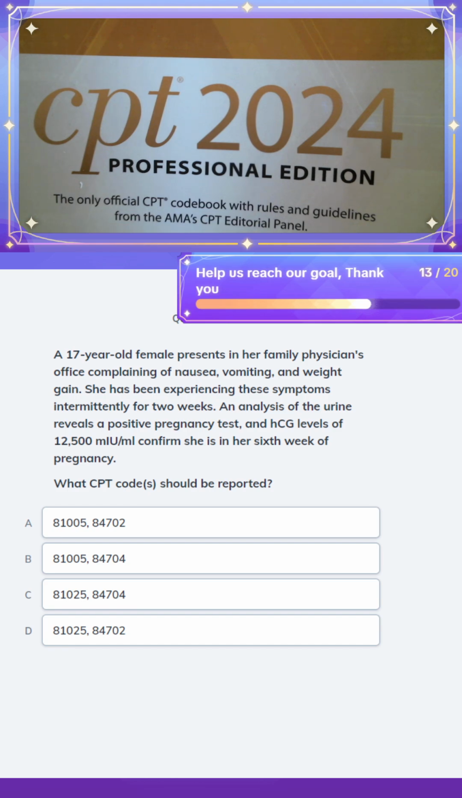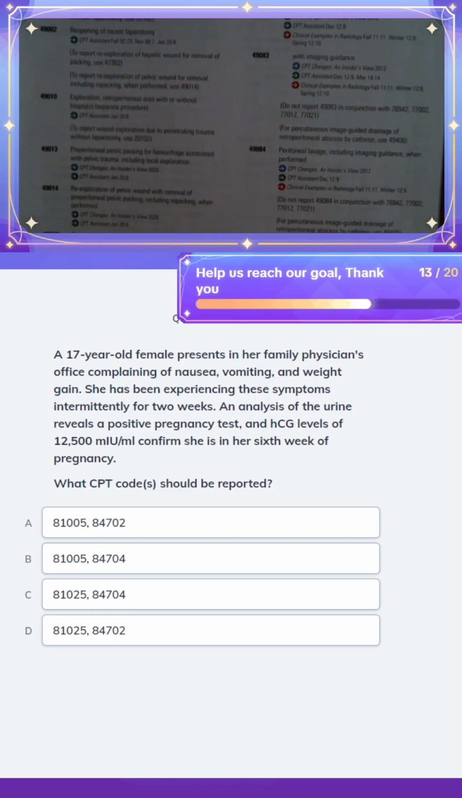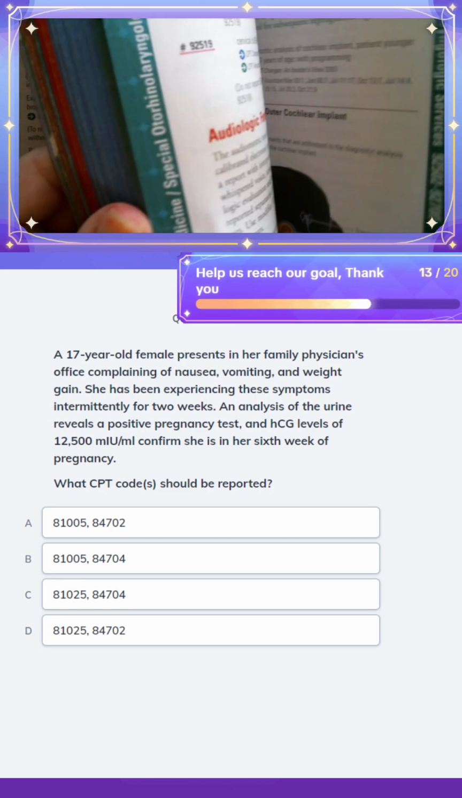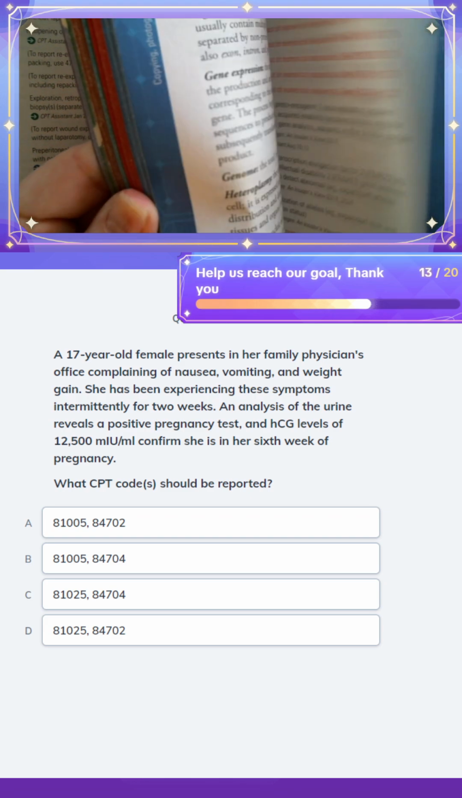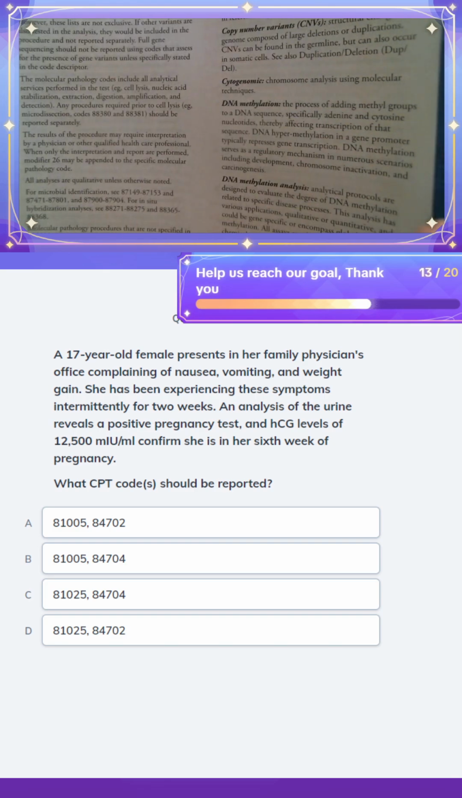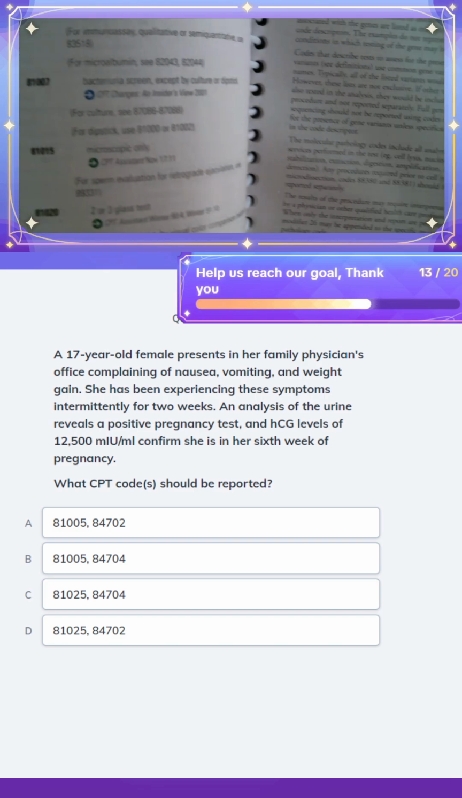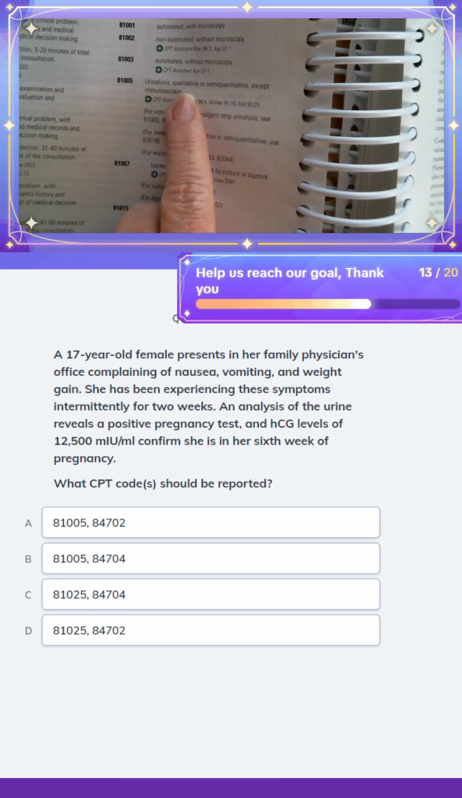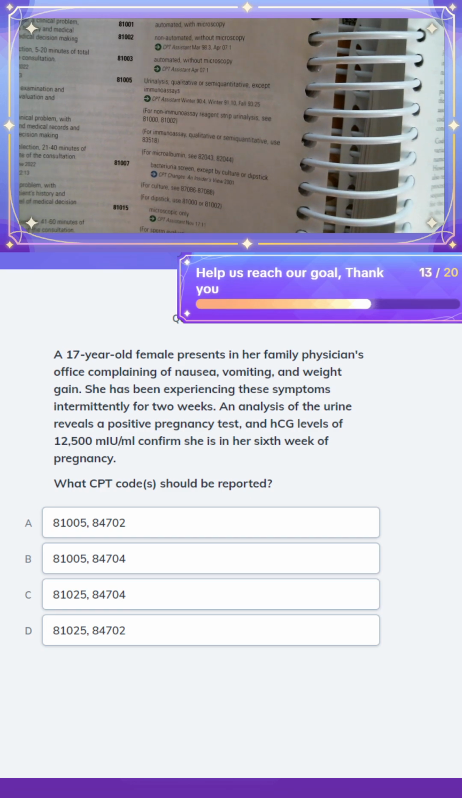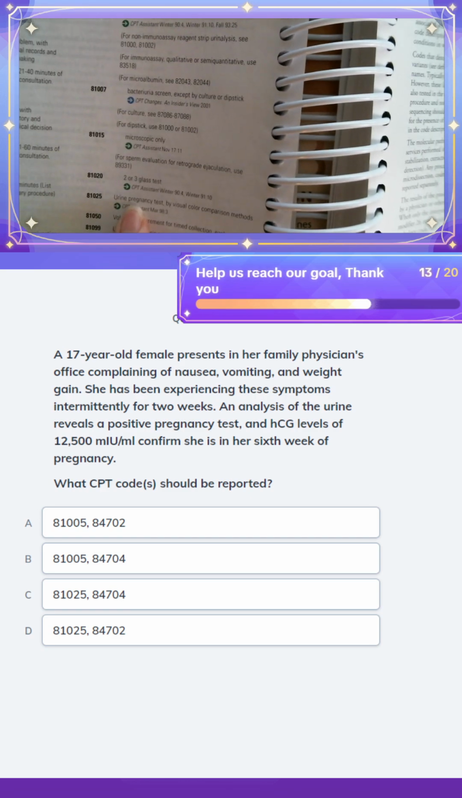You can use the 2023 CPT book or the 2024. What is our differences between those codes? Our 81005 is a urinalysis, and our 81025 also starts out with the word urine, but it's not a urinalysis. It's a urine pregnancy test.